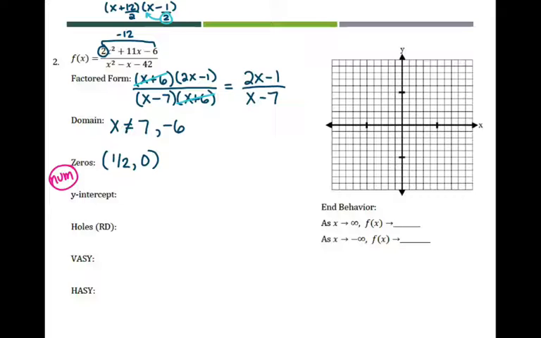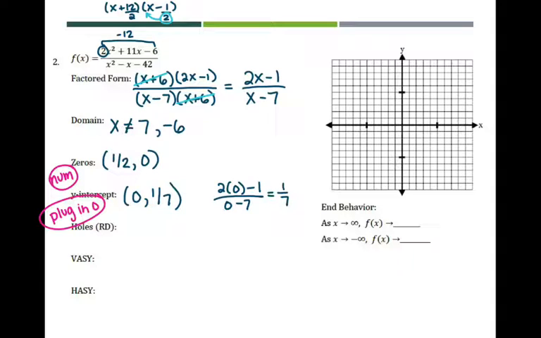Your y-intercept comes from plugging in 0 into your function. So my x-coordinate is 0, and then for my y-coordinate, I'm going to go ahead and plug it in. You can plug it into the original or the leftover. It should not matter, but that gives me positive 1/7. Since I end up with negative 1 over negative 7, that becomes a positive 1/7.